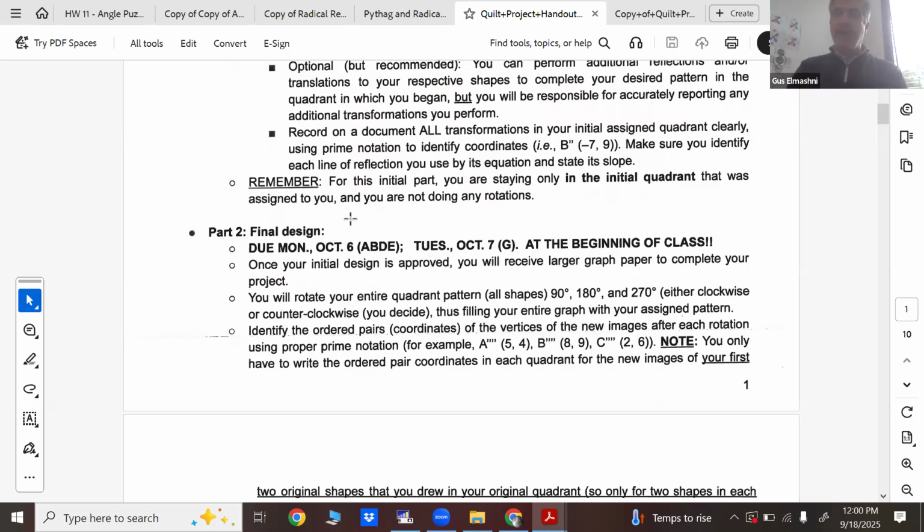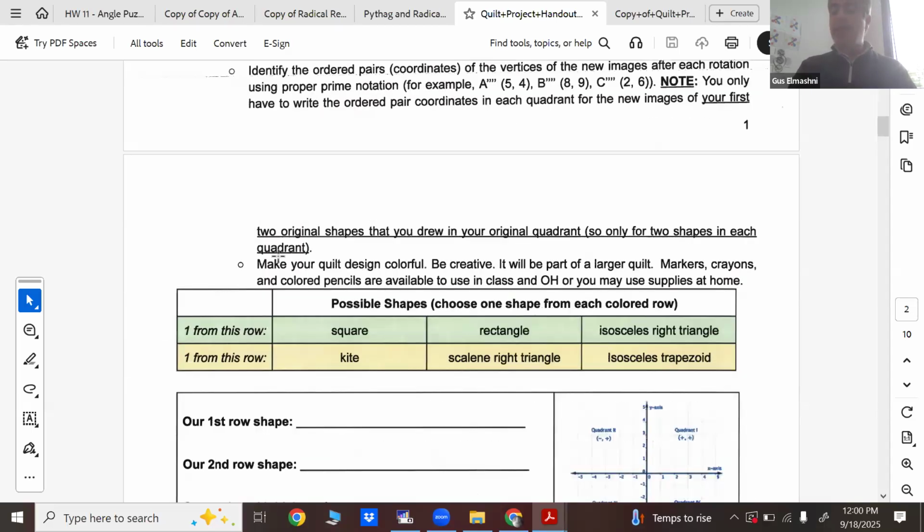And you can rotate however you like. William, can you read the third bullet point which says you will rotate? You will rotate 270 degrees, either clockwise or counterclockwise, either side, thus filling your entire graph with your assigned pattern. So you can see those are all rotated, they're all the same for the most part in each quadrant, but they're rotated. The other way is up to you. But we'll worry about that later. That's going to be much later.